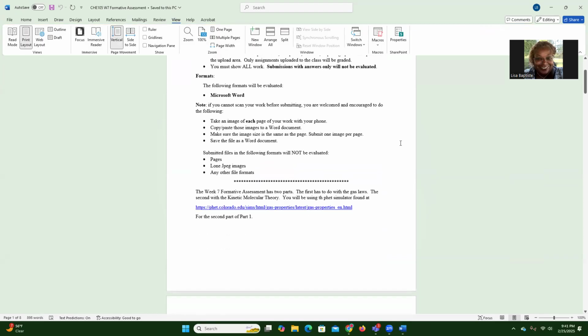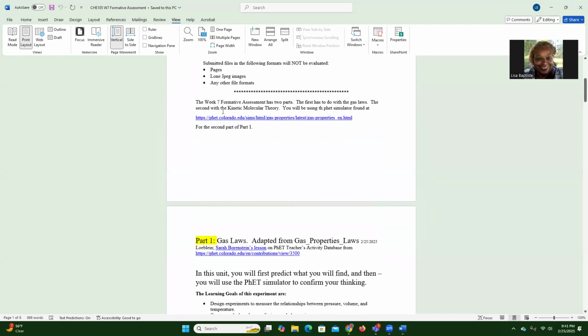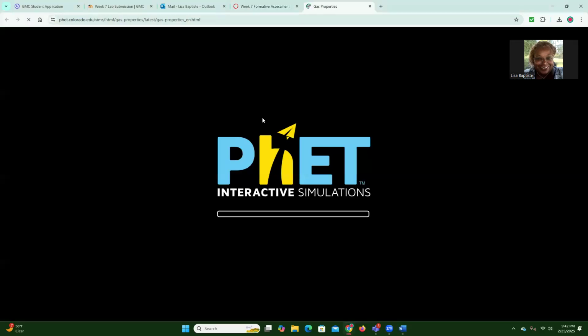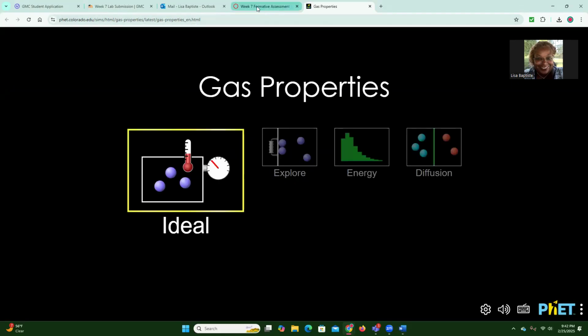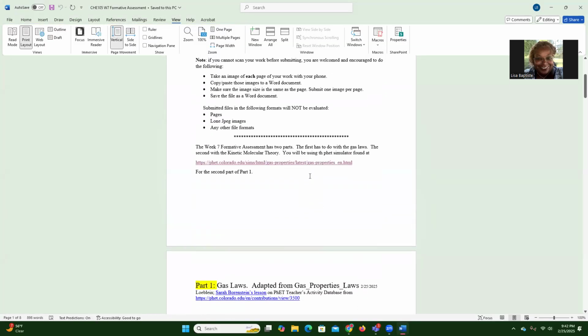And for this assessment, we are looking at gas properties. And so you are going to do a simulation. And so you can hit Control and then click the link, and the PhET simulation is going to come up. All right, and so we're going to go back to the assignment so we can figure out what we're going to do. Okay, because it tells you in the assignment.